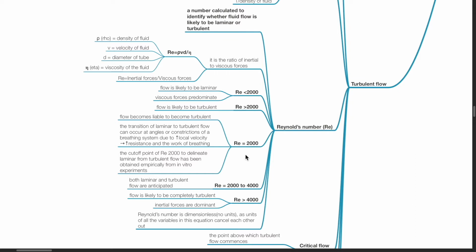The cutoff point of Reynolds number 2000 to delineate laminar from turbulent flow has been obtained empirically from in vitro experiments. When Reynolds number is 2000 to 4000, both laminar and turbulent flow are anticipated. When Reynolds number exceeds 4000, flow is likely to be completely turbulent and inertial forces dominate. Reynolds number is dimensionless. It has no units, as the units of all the variables in the equation cancel out each other.